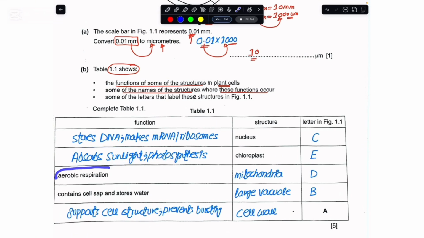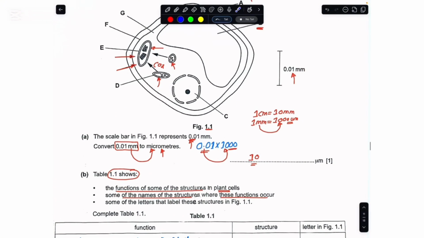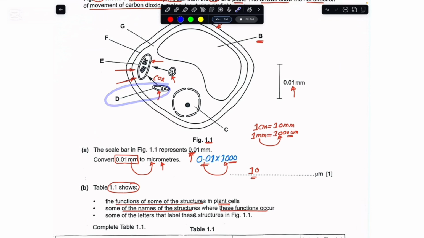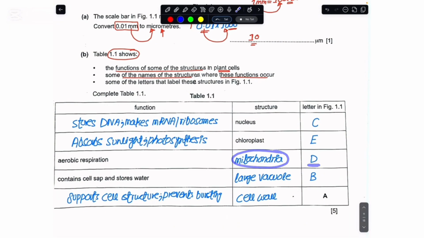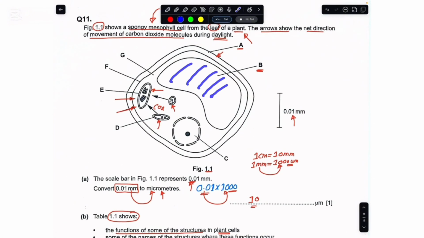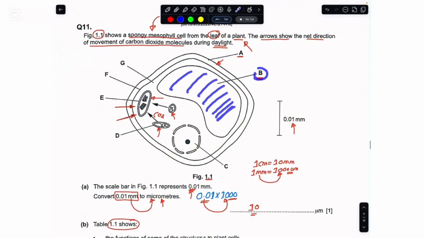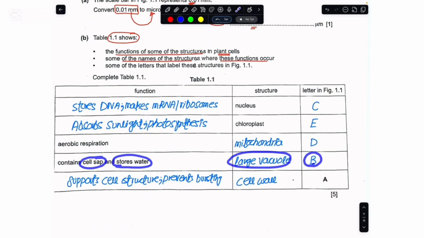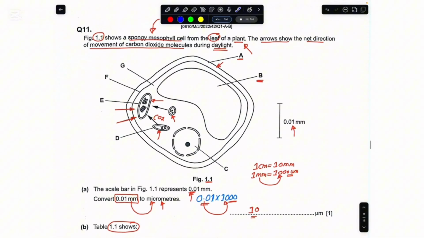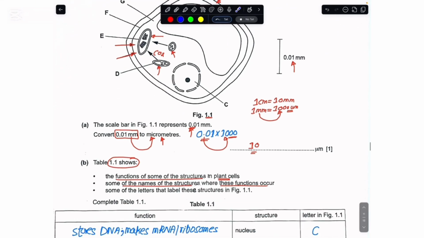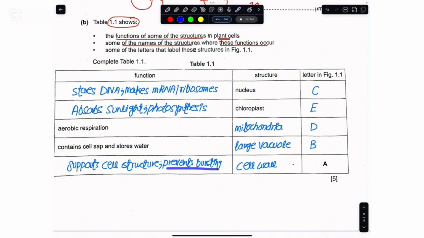They say function is aerobic respiration. We know the structure responsible for the aerobic respiration is mitochondria, and the letter that we are given for the mitochondria is D with us, so we would write D here. They say contains cell sap and stores water. So you see, this is the role of the large vacuole that we have here. So I have written large vacuole, and the letter that I have to mention is B with us. They say A structure. So the A that we are given over here is the cell wall, and we know the cell wall would maintain the structure of the plant cell. And this also prevents the bursting of the plant cells.